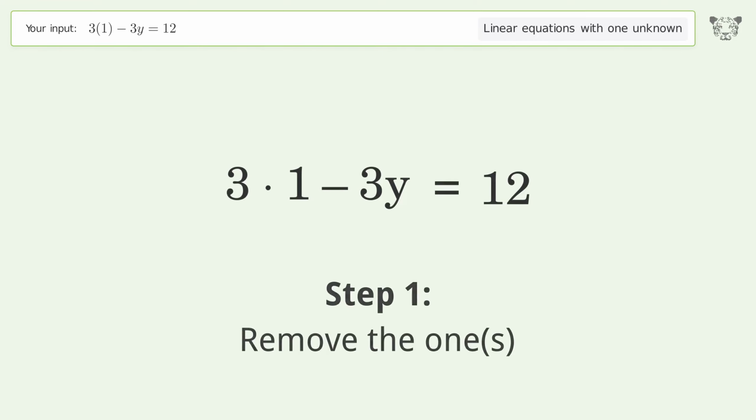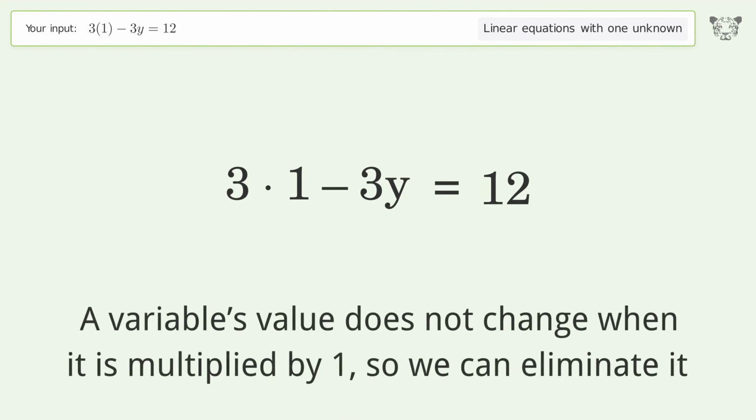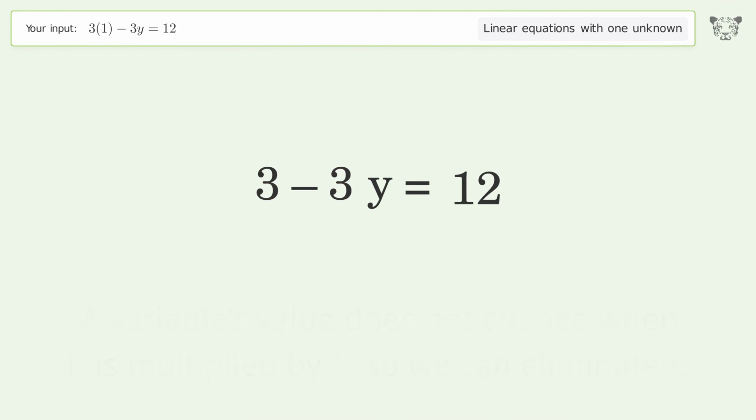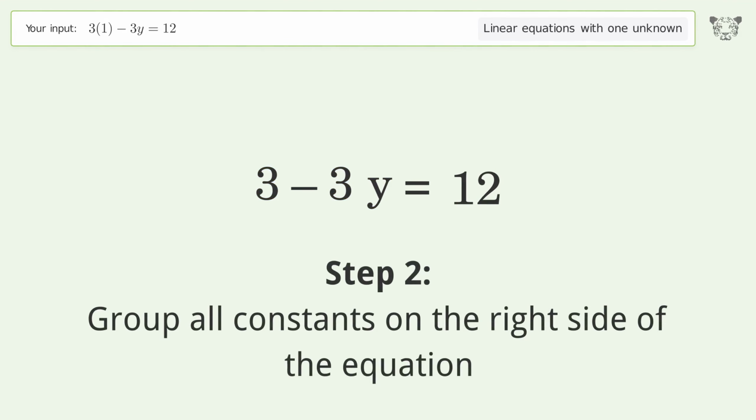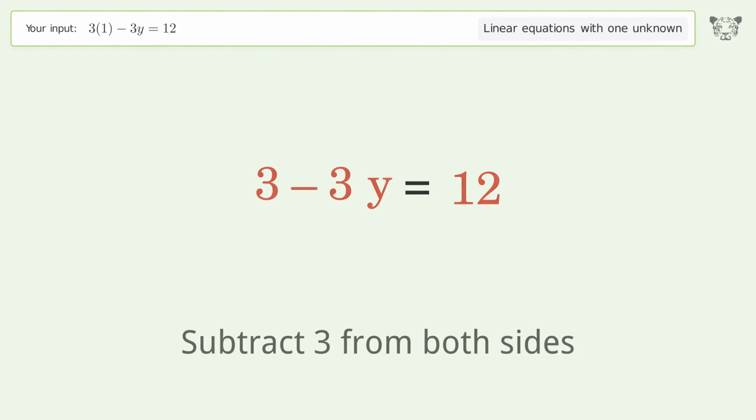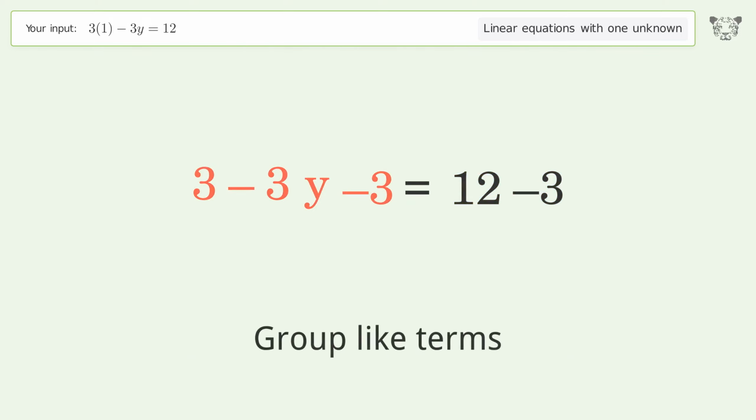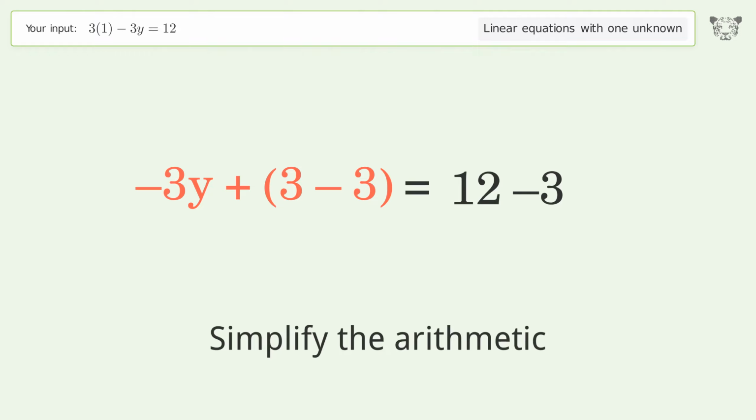Remove the ones. A variable's value does not change when it is multiplied by 1, so we can eliminate it. Group all constants on the right side of the equation. Subtract 3 from both sides. Group like terms. Simplify the arithmetic.